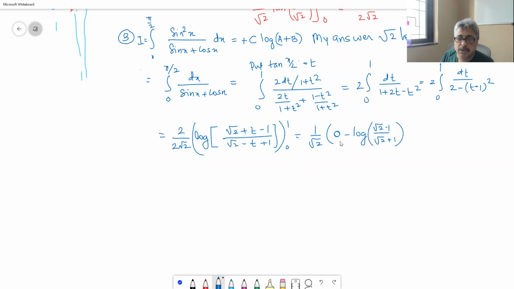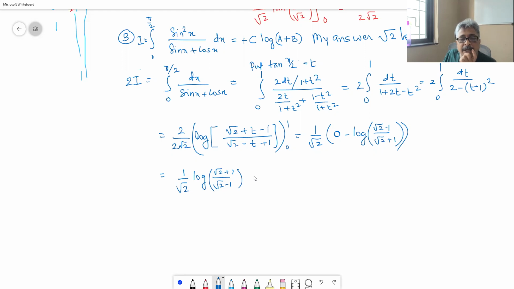Is that correct? Now this is the minus sign if I want to change. This is now what? This is 2I, no? This is 2I is equal to this. So 0 multiplied by this is gone, minus sign. So you flip the inside part, we get 1 upon root 2 log root 2 plus 1 upon root 2 minus 1.